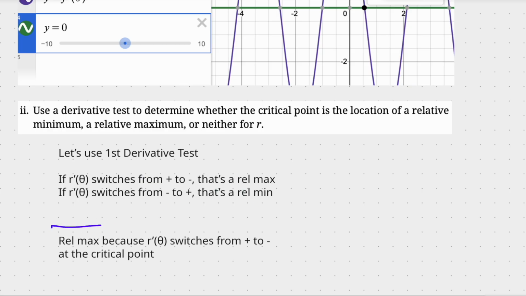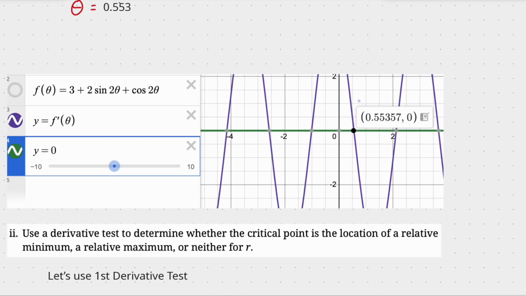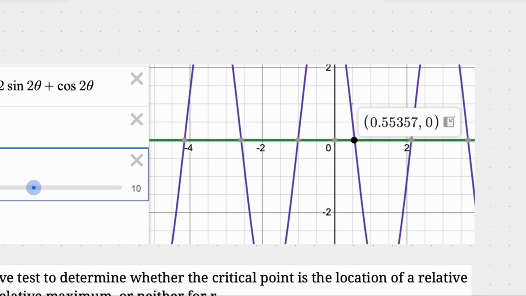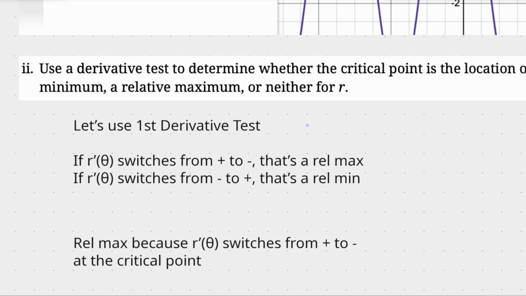So in our case, it's a relative max because r prime literally switches from plus to minus at the critical point. And how do I know that? Just from looking at the graph. So literally here is plus because the y coordinate is positive, right? Meanwhile down here it's negative because the y coordinate is negative. So the purple curve literally switches from plus to minus at this point. So that means, according to the first derivative test, it is a relative maximum.